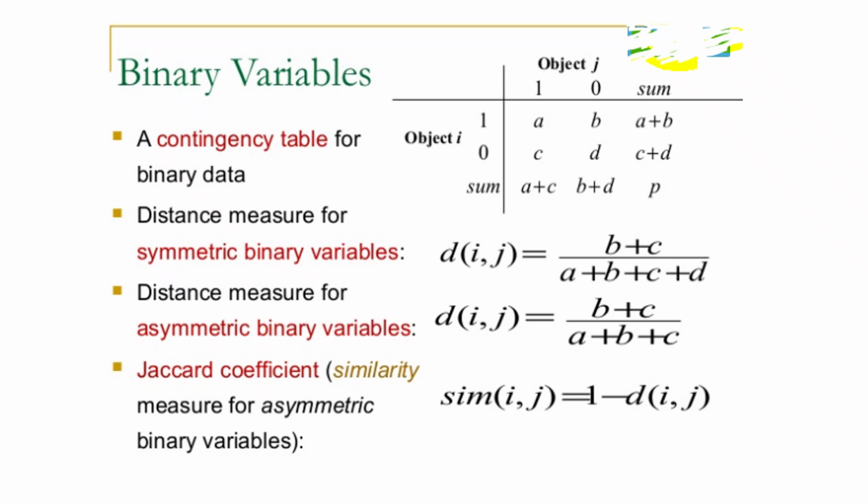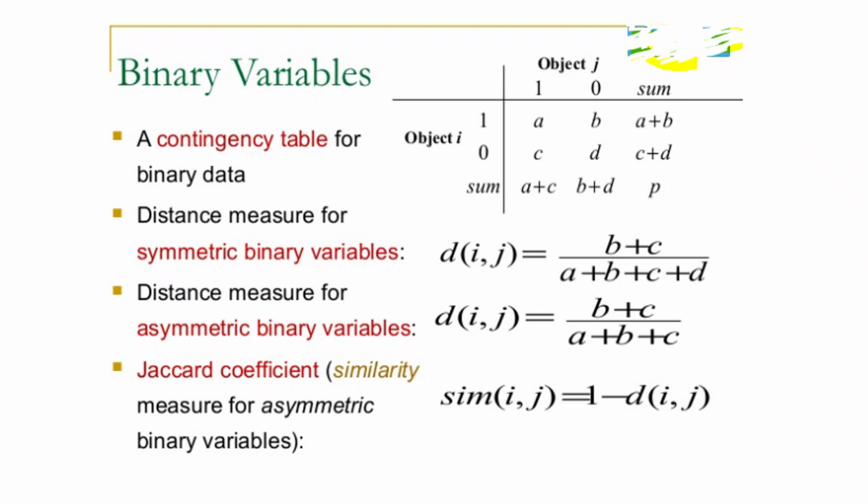So now let us see the distance measure for the symmetric binary variable. The dissimilarity between objects I and J is B plus C divided by A plus B plus C plus D. The distance measure for the asymmetric binary variable is B plus C divided by A plus B plus C. And the similarity measure is also called the Jaccard coefficient, where the similarity of objects I and J is nothing but 1 minus the dissimilarity of I comma J. So through this formula, we are going to solve the problems.